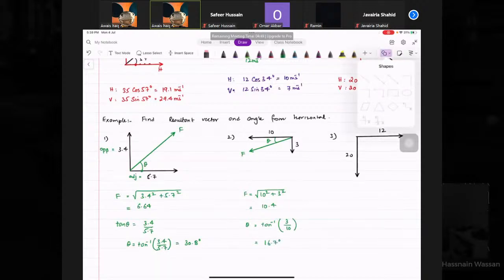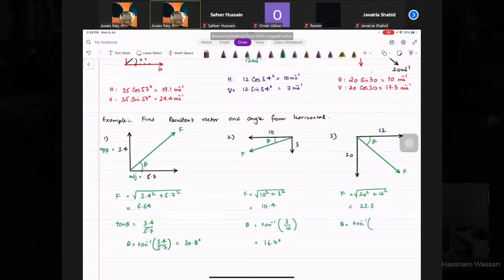For the last one, it would be like this somewhere, and you need to find this angle theta. So this vector f will be equal to the square root of 20 squared plus 12 squared, which should be 23.3. And theta will be tan inverse of 20 over 12. That should be about 59 degrees. Who did not understand this, please let me know.